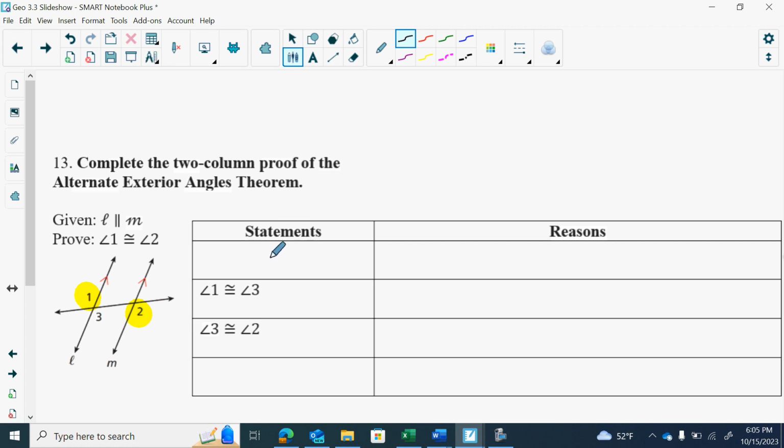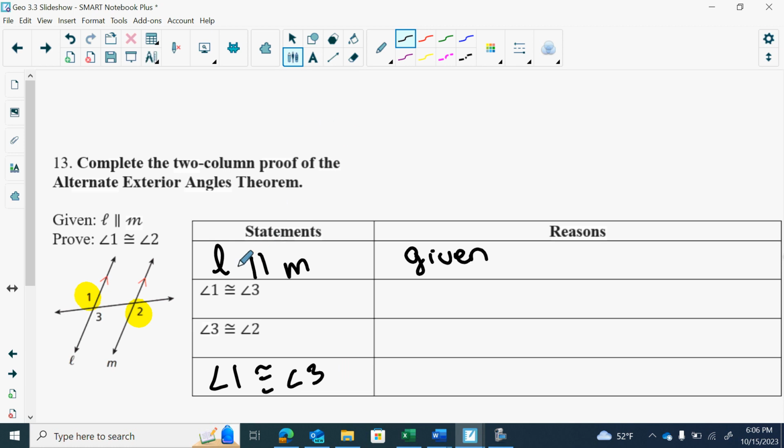So the first thing we need to do is write down our given, because I always told you in proofs that our given should go here. So our given is line L is parallel to line M, and we can put given here. I'm going to fill out this last box because that is what we need to prove, and that is angle 1 is congruent to angle 2. All right, so how are we going to get there from the first step to the last step? Let's start here.